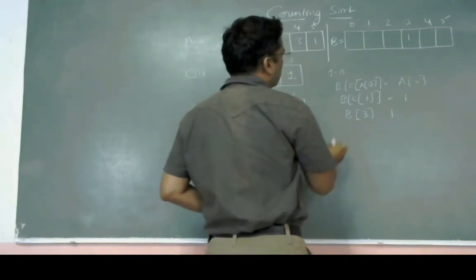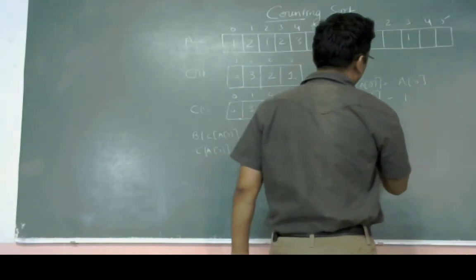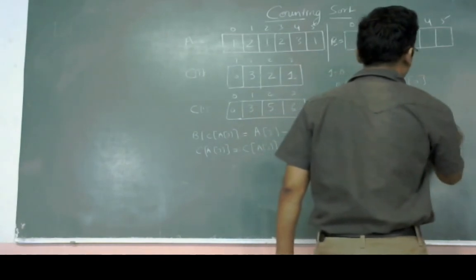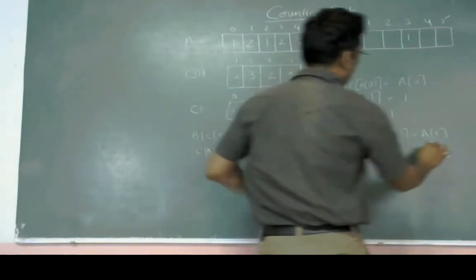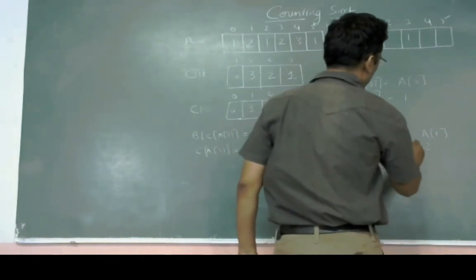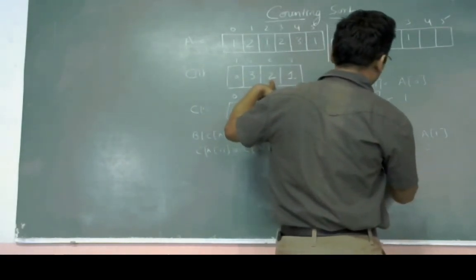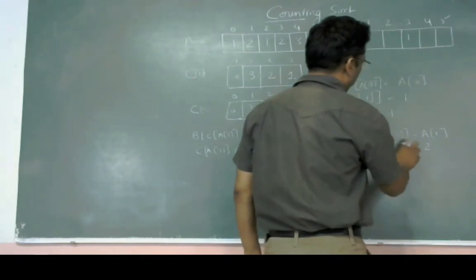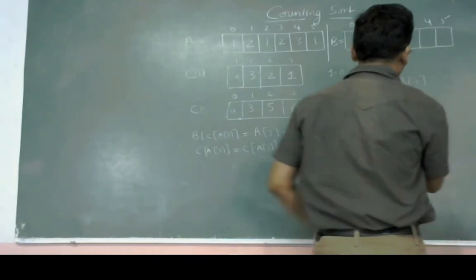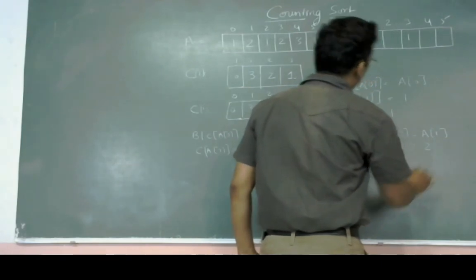Now the next element, for j equals 1, B[C[A[1]]] is equal to A[1], and A[1] is equal to 2. So B[C[A[2]]] is A[2] is equal to 2, so C[2] is equal to 2, so B[2] is equal to 2.